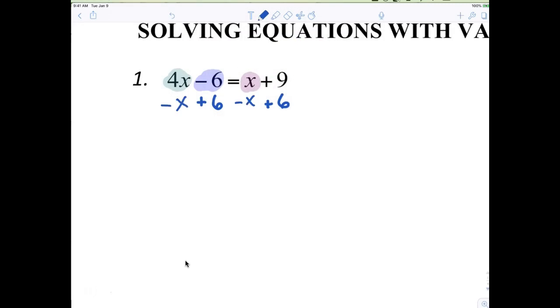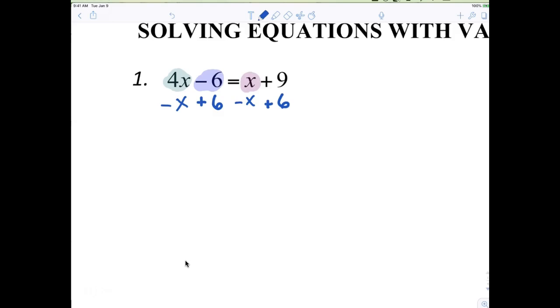Now you can look at the 9. Is the 9 in the right spot? Yeah. Come on, guys. Does everybody see how simple that really is? I'm just moving things around. I don't understand why this is hard for kids, because that's the only rule. Variables go on the left, numbers go on the right.